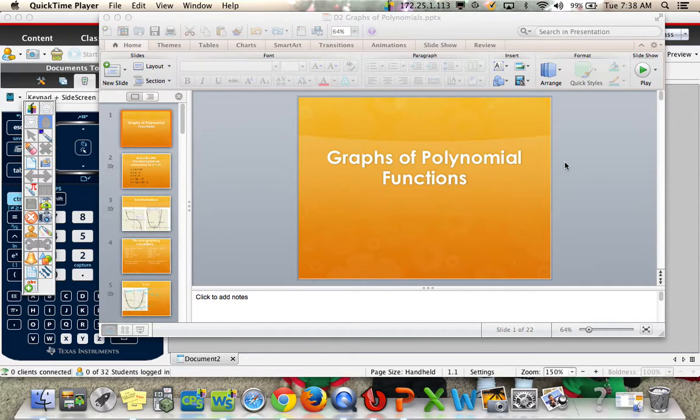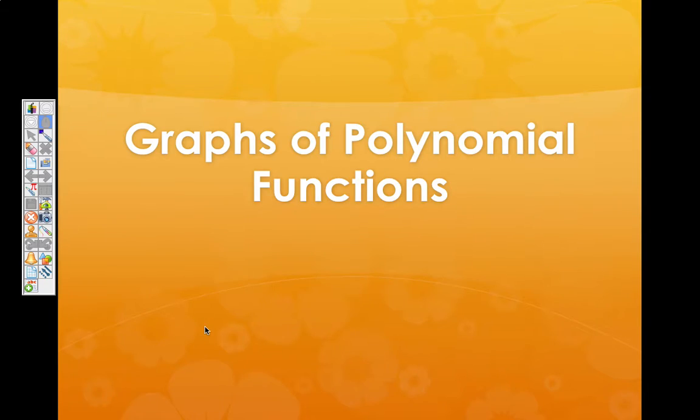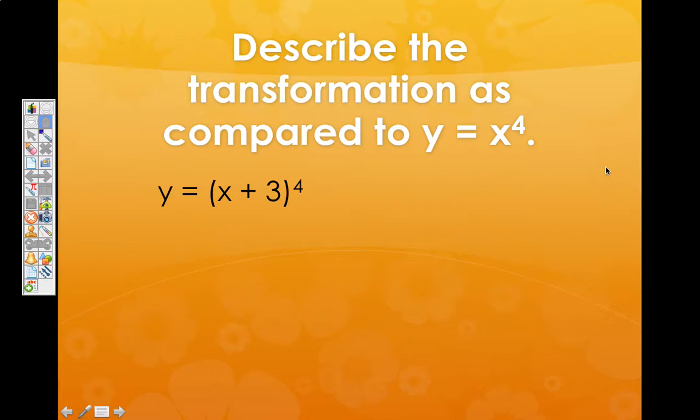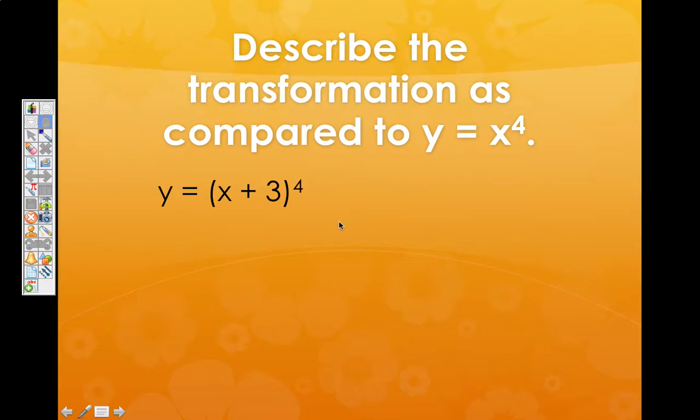So in this unit, we're going to look at higher degree polynomial functions and also how they relate to what we've already learned. So first, let's take a look at this function right here, y equals x to the fourth, and then explain how does that graph shift using some of the rules that we've already learned.